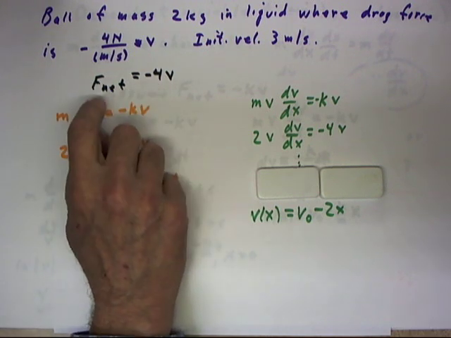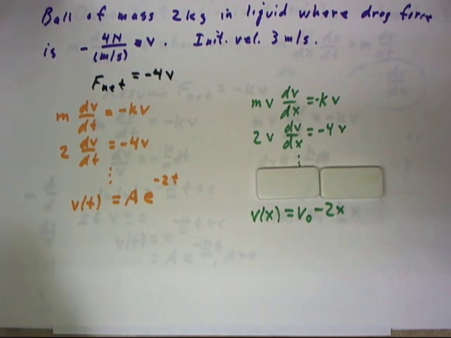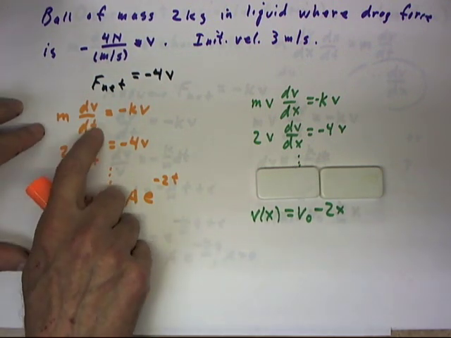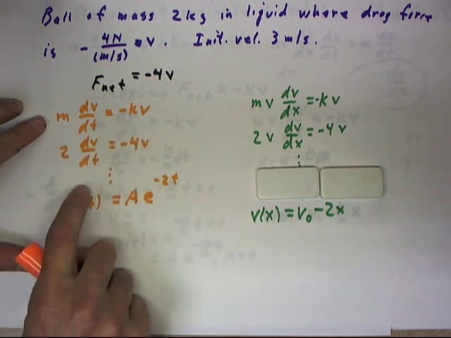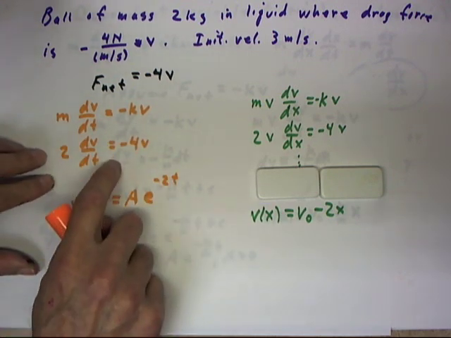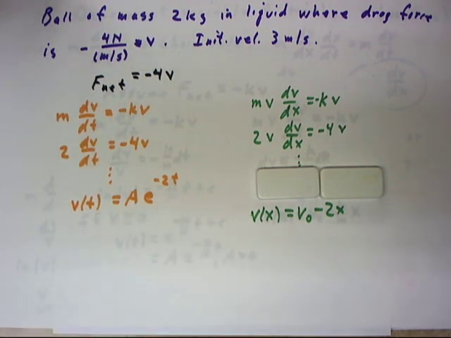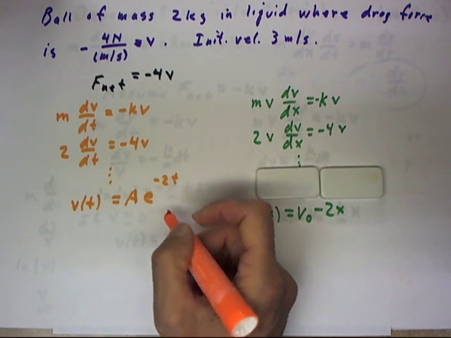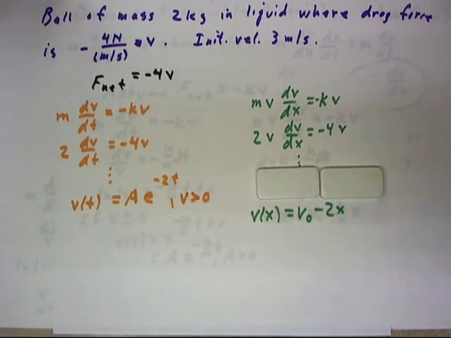Suppressing the units, we can write the net force as -4v. Considering velocity to be a function of time, we write the equation 2 dv/dt equals -4v, and that's easily solved. We get v of t equals A e to the -2t, provided v is greater than 0.